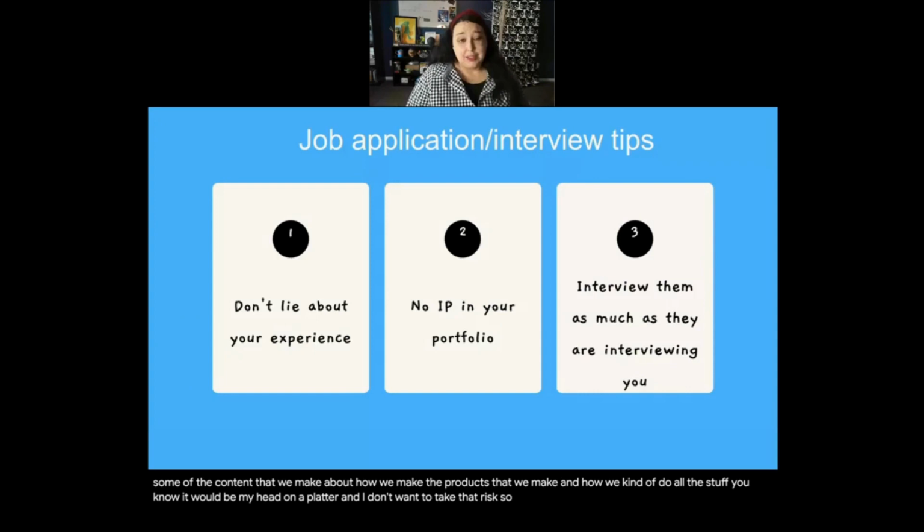So I think it's really critical in your portfolio. And again, this is my opinion, right? But I want to see the person. So don't feel like you have to make something corporate-y, right?